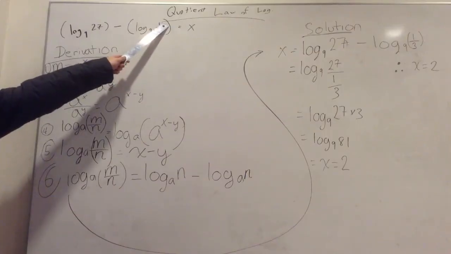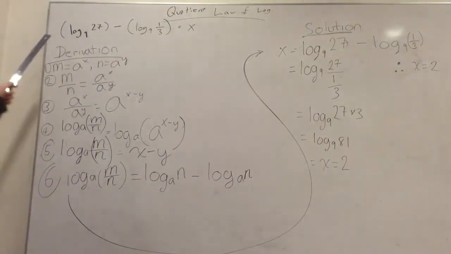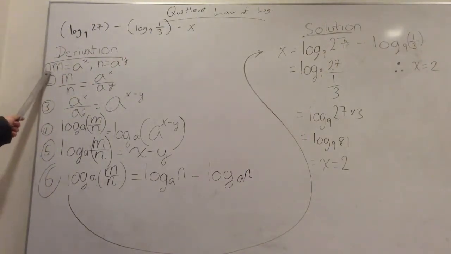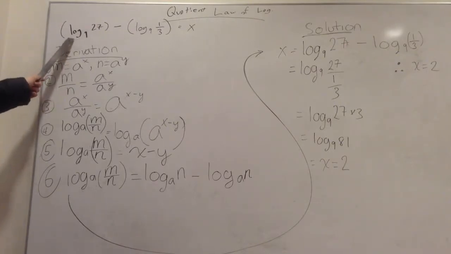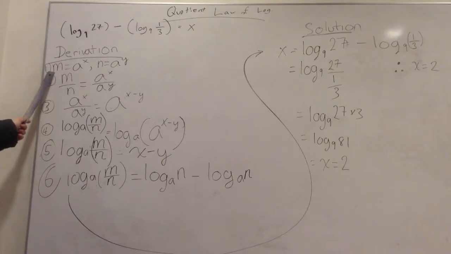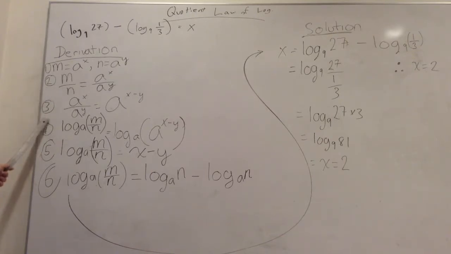Okay, now we're doing the quotient law of logarithms. The quotient law of logarithms simplifies the subtraction of like-base logarithmic functions. In order to solve the problem log base 9 of 27 minus log base 9 of 1 over 3 equals x, we must derive the quotient law that simplifies the subtraction of two like-base logs. Assume that m equals a to the x and that n equals a to the y. If we divide m by n, we get m divided by n equals a to the x divided by a to the y. When we divide two exponential values with the same base, we get a to the x minus y. So, if we take the log base a of both sides of the equation, m divided by n equals a to the x minus y, we get equation number 4.